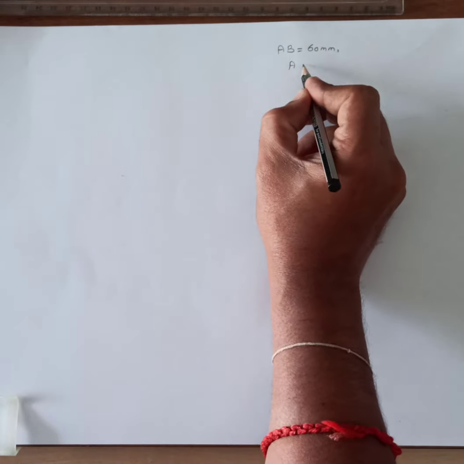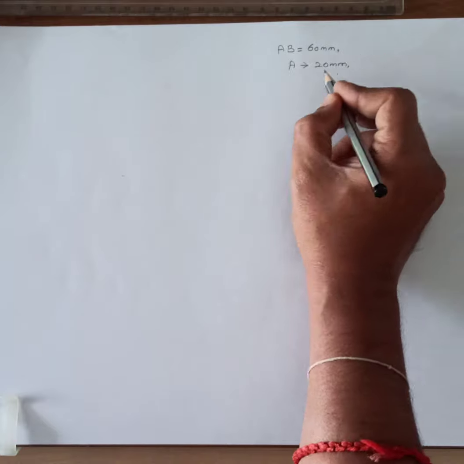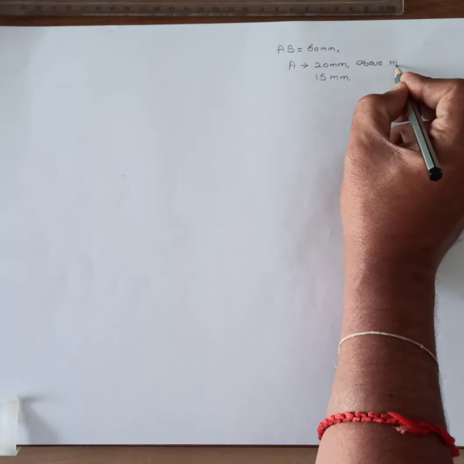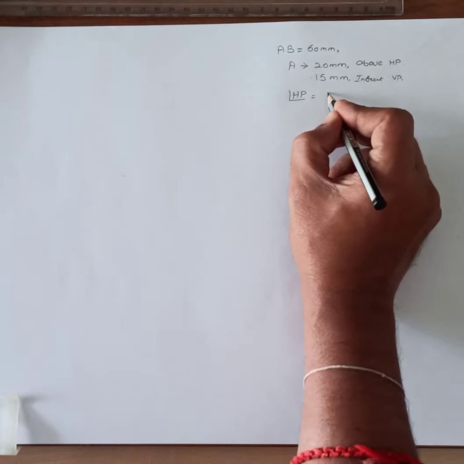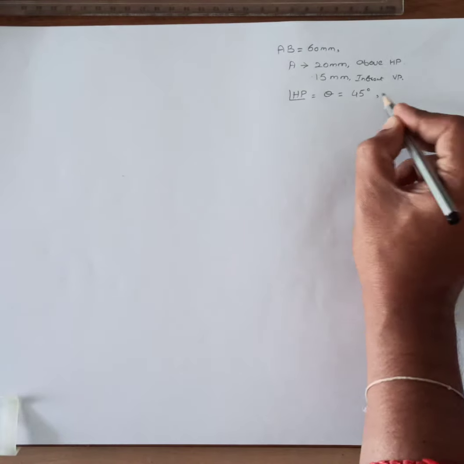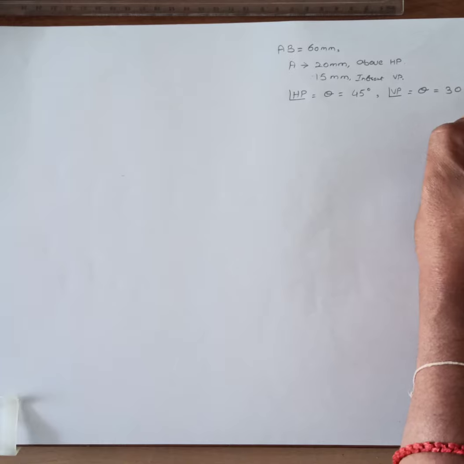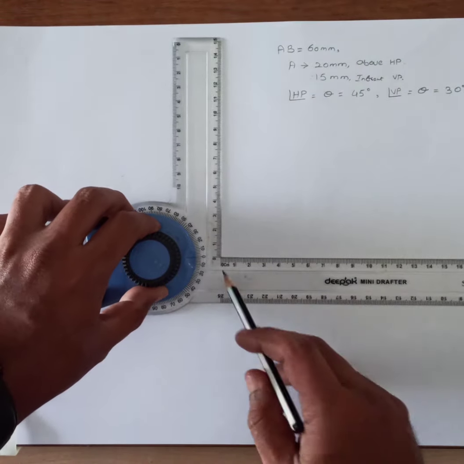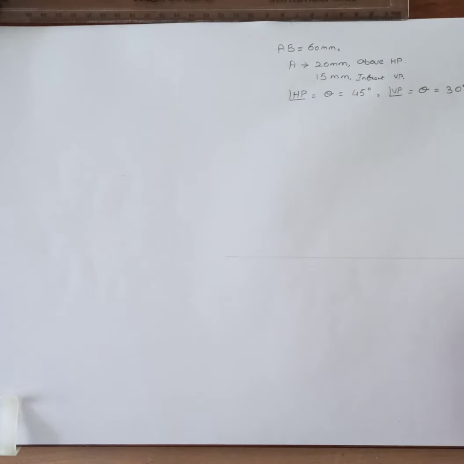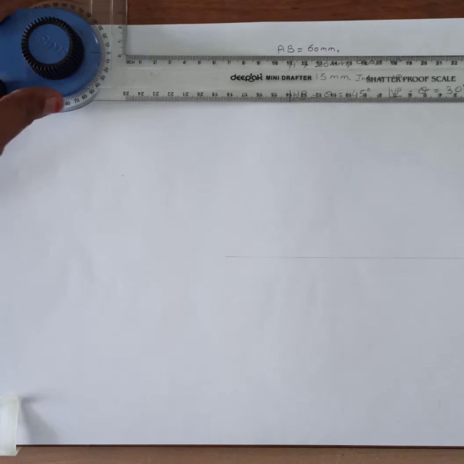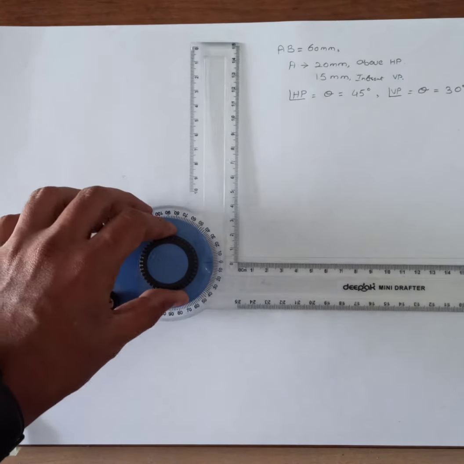Now we will take the given data in the problem, that is a line AB of 60 mm length, point A 20 mm above HP and 15 mm in front of VP. The HP inclined angle is 45 degree and VP inclined angle is 30 degree. The first step here is to draw a 0 degree line. This 0 degree line will be the reference line for the problem that we are going to proceed. Above the reference line is the vertical plane and below the reference line is the horizontal plane.